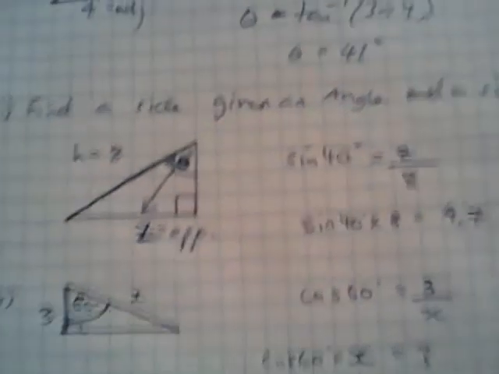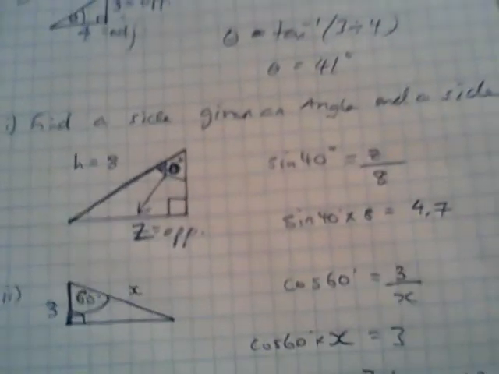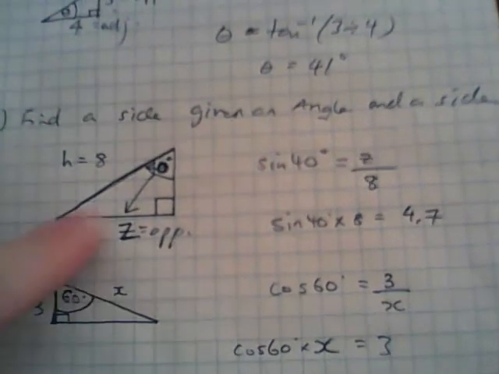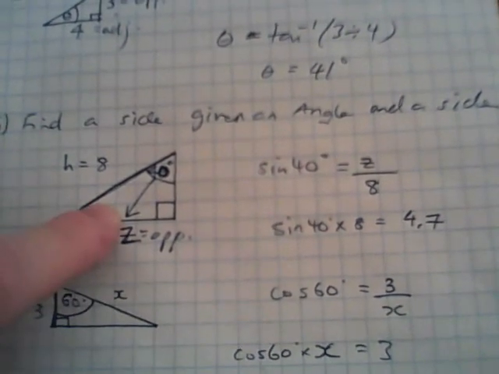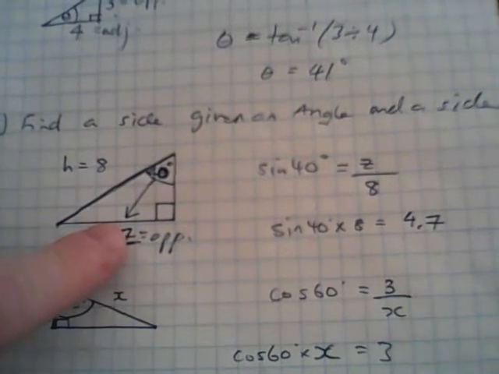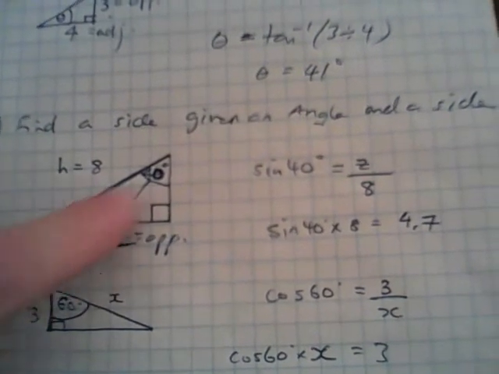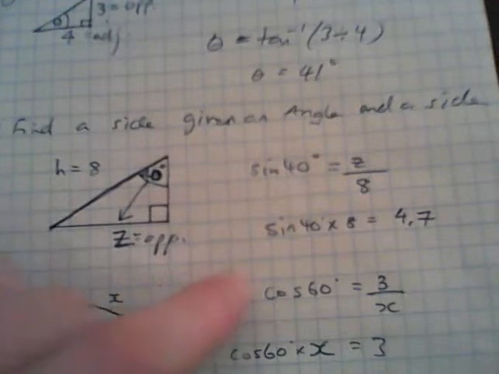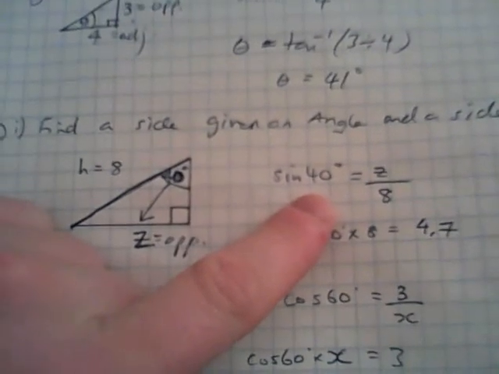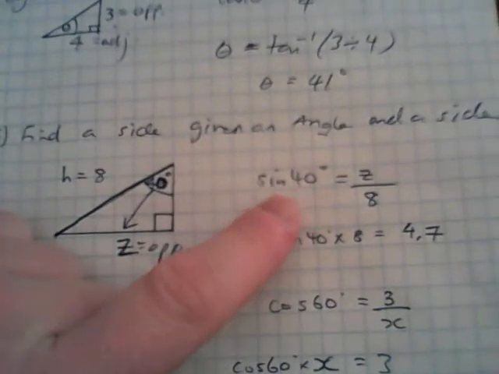Alright, number 2: find a side given an angle and a side. Well, the same basic principle. Just start with the angle and say, what have you got and what are you looking for? Here, I've got the hypotenuse and I'm looking for the opposite. This means I must be using sine, because that's the formula that involves opposite and hypotenuse. So again, just write out your ratio.